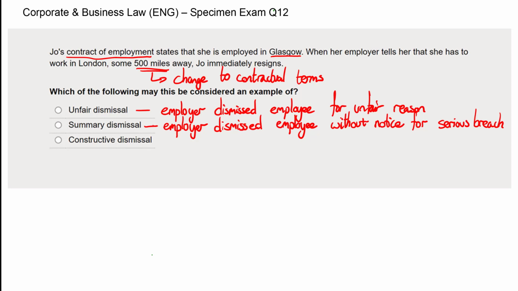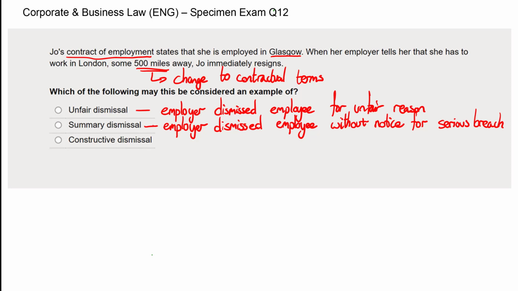Summary dismissal is when an employer dismisses an employee without notice for a serious breach of contract. So, for example, gross professional misconduct could result in summary dismissal. The employee is dismissed without notice because what they have done is so serious, so bad, there is no reasonable grounds to give notice. So again, that hasn't happened here.